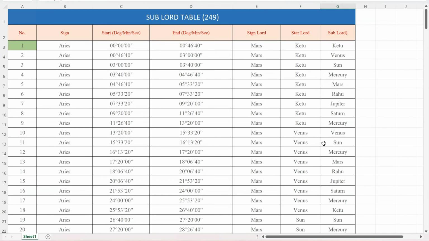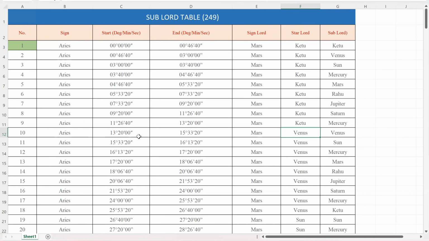So you will see that once this Ketu star lordship is completed, then it has the Venus star lordship. And from Venus, the first sub will be of Venus, then Sun, then Mercury, then Mars, then Rahu, then Jupiter, then Saturn, and Mercury, and then Ketu. This nine lordship will be assigned to the Venus. That is, they are subdivided into nine lordship.